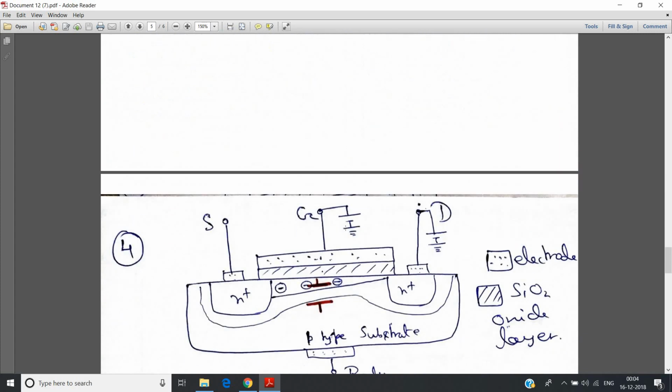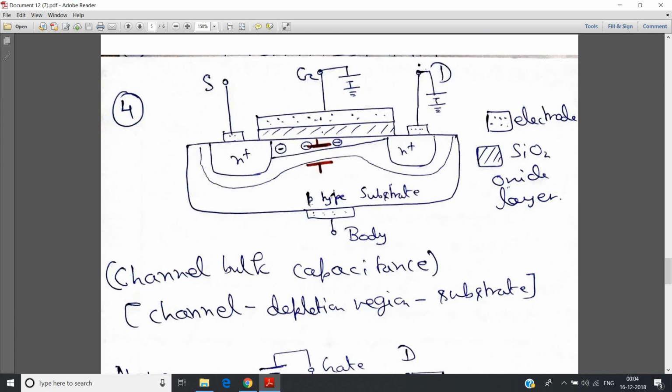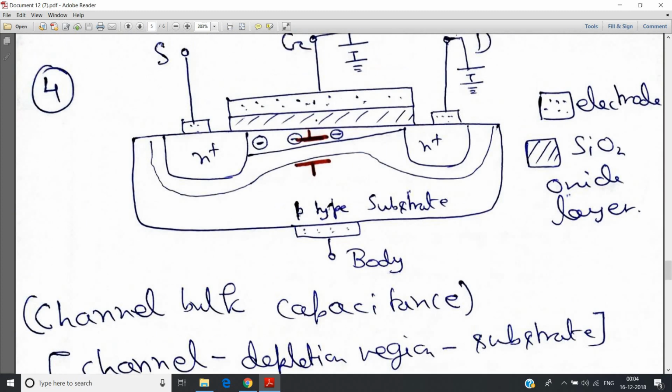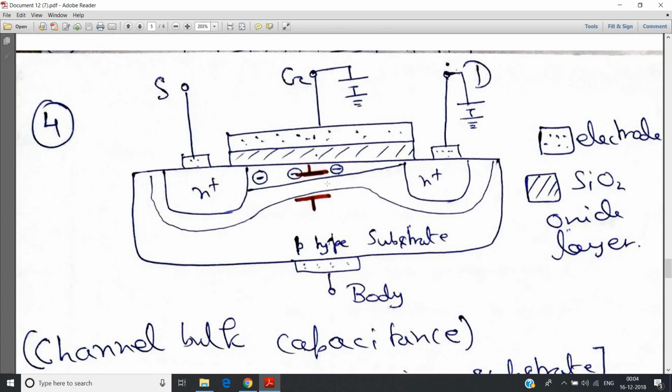One more capacitance is there. See carefully. So see here, you already know what this picture is. Now see, already the channel is formed in between source and drain, and there is one depletion region obviously. Already I explained why there is a depletion region in between source and body and drain and body. Now obviously there will be another depletion region in between channel and body also, right? Why? Because the channel is basically formed by electrons.